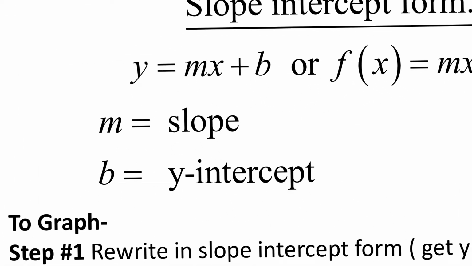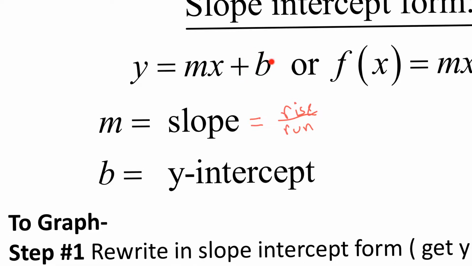First, we need m. M is going to be your slope, and we already know slope is rise over run. It is a fraction, so it looks like a number on the top, the rise, and a number on the bottom, which is your run. B is your y-intercept.